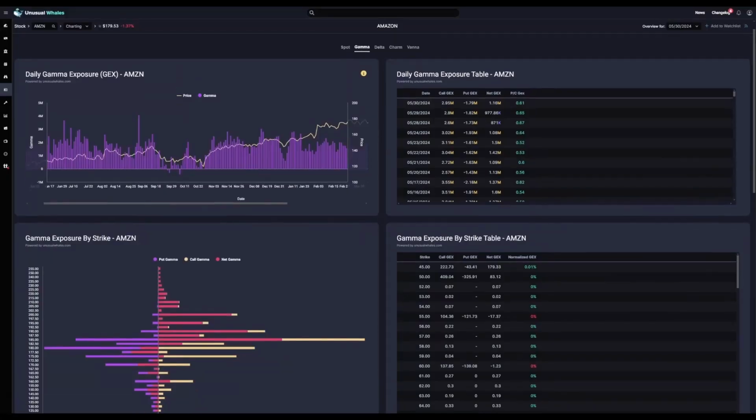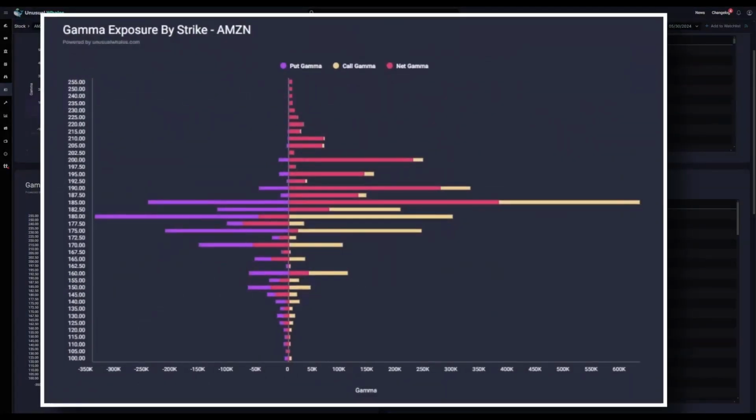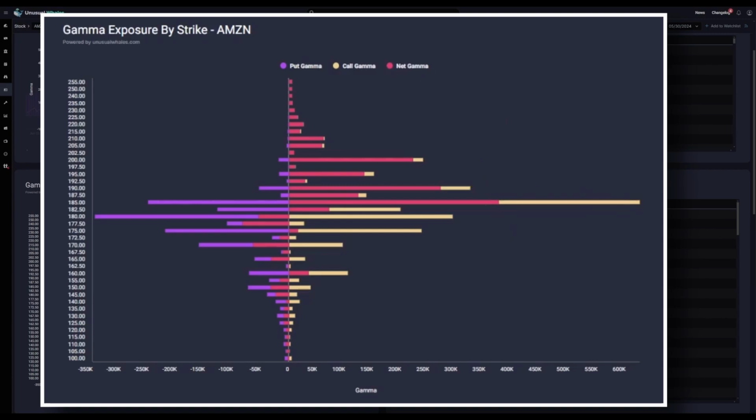The next graph here is gamma exposure by strike. Now, one important thing to consider here is this table ignores expiration dates of these contracts. So for example here, if there's a lot of action on the $185 strike, that is valuable information to have, but you don't immediately know the expiration dates of that call and put gamma. Now, with that being said, gamma is a short-term phenomenon.